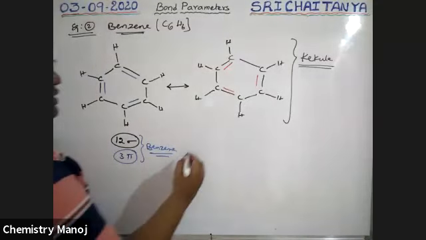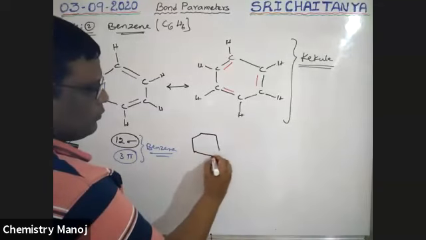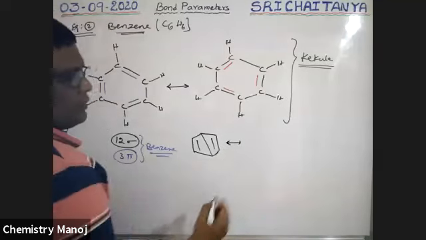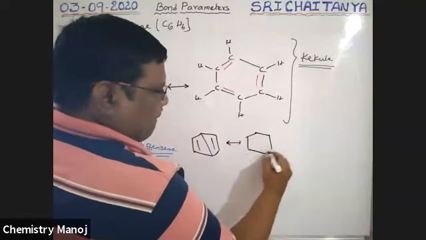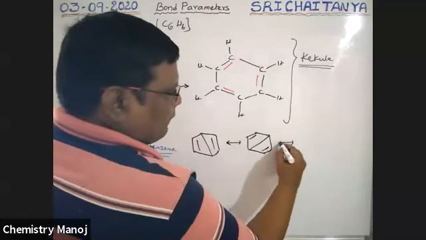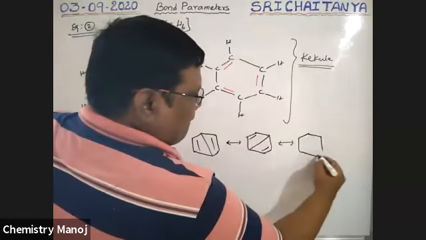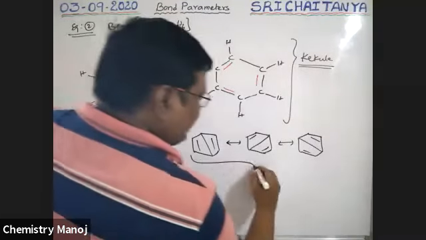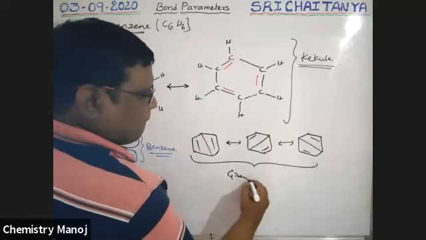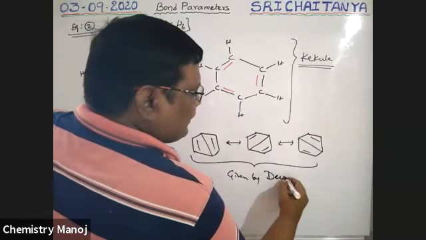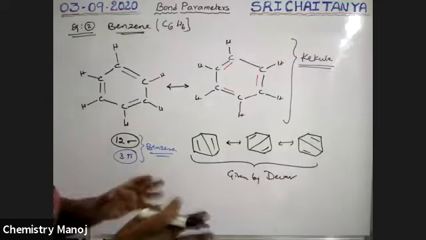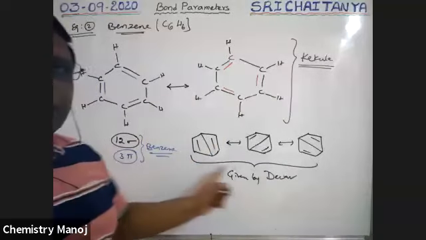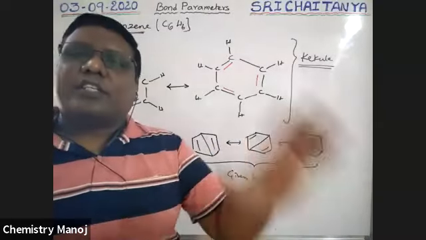Like this, three other structures are there. This is one of them. Second one. Third one. These are the three resonance structures given by the scientist Dewar. That means how many resonance structures for benzene, boys? Two Kekulé structures, three Dewar structures. Altogether, 5 structures are there. These 5 structures are resonance structures.